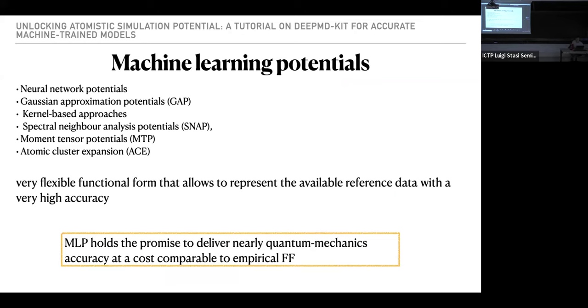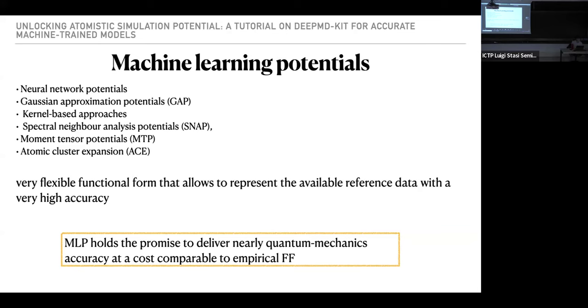In the last decade, there has been a rise of machine learning techniques and approaches applied to atomistic simulations. And basically, this kind of approach tries to deliver nearly quantum mechanical accuracy at a cost that is almost comparable to an empirical potential. There are a lot of different techniques. There are neural network potentials, there are GAP, there are ACE, MACE, and really a lot of different approaches.